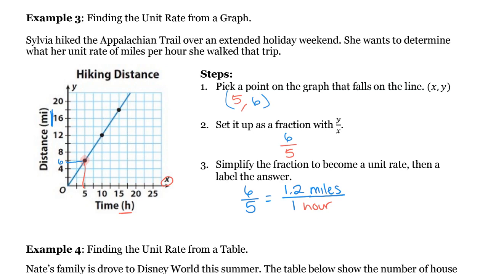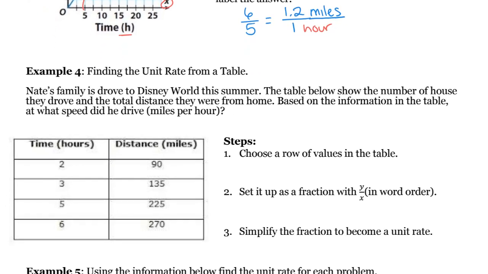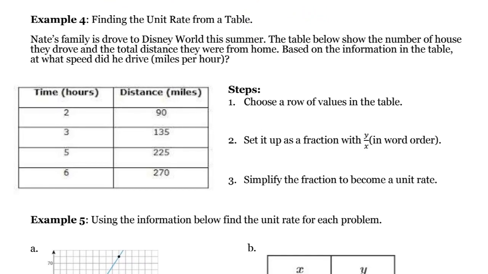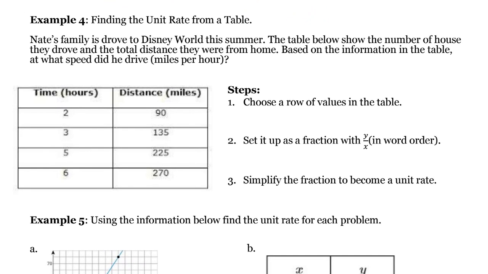All right, so that's that. I hope that was pretty straightforward. Okay, so we're going to do the same thing, but from a table. So Nate's family drove to Disney World this summer. The table below shows the number of hours they drove and the total distance they were from home. Based on the information, at what speed did they drive in miles per hour? So miles comes first, so that's your y. And then hours is going to be your x. So this is my x, and this is my y. And I know that because whatever comes first is going to be your y.